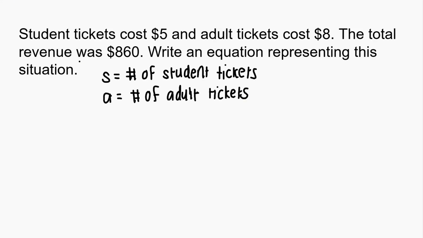We see "and" here, which is implying a plus sign. And so now we can write that the student ticket costs $5. So we're doing 5 multiplied by S plus 8 multiplied by A, which is going to equal the total of 860. And the reason we're multiplying 5 by S is because with every student ticket that you sell, you gain a revenue of $5. And with every adult ticket that you sell, you gain a revenue of $8. So our final equation becomes 5S plus 8A equals 860.